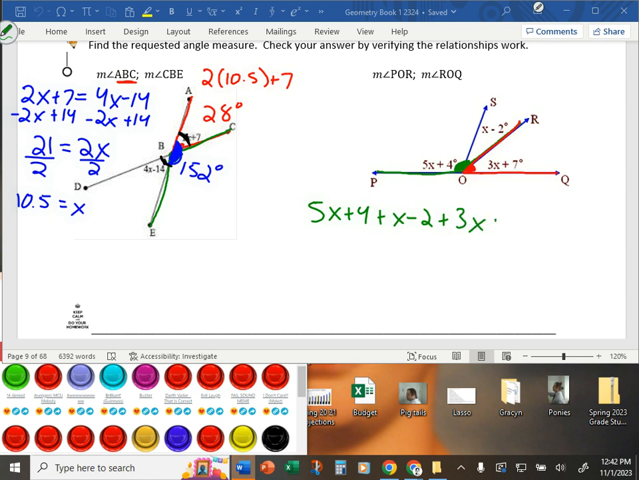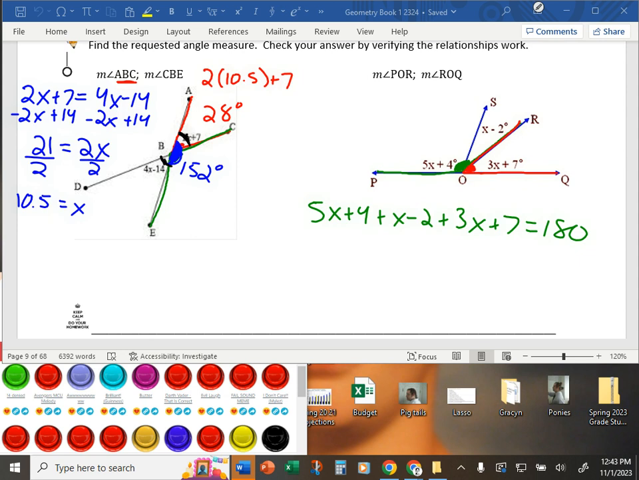Wait, hold up. What is it? I'm so confused. Oh, yeah. Okay. What Cormac is noticing here is that POQ is a straight line, which means that POQ is a straight angle, which means that the measure of POQ is 180 degrees. So then the question becomes, what makes up POQ? Well, POQ is the sum of 5x plus 4, that's part of it, plus x minus 2, that's another part of it, plus 3x plus 7, that's the third part of it. These three angles together add to make the whole straight angle POQ.